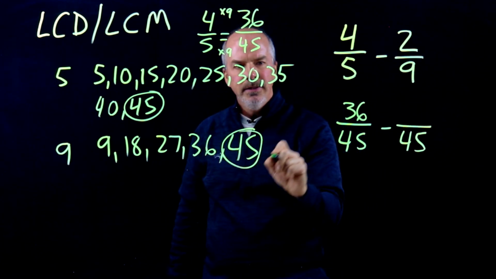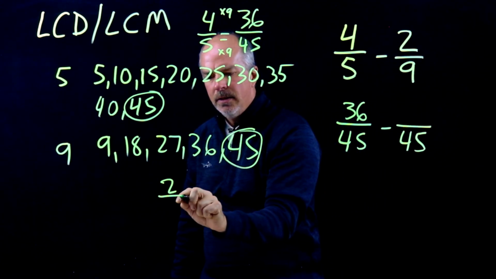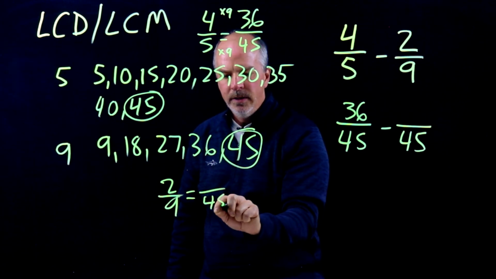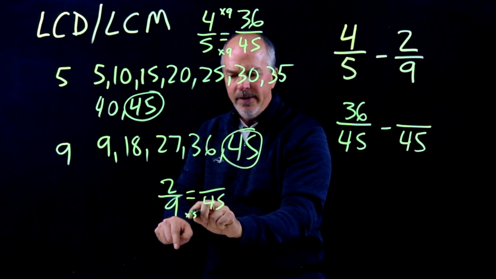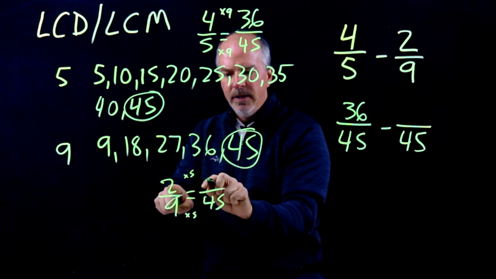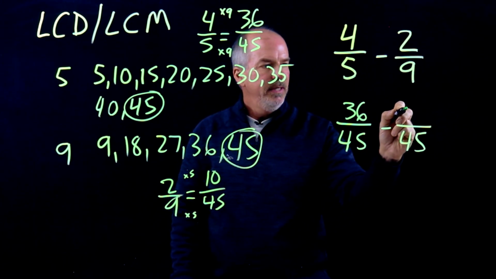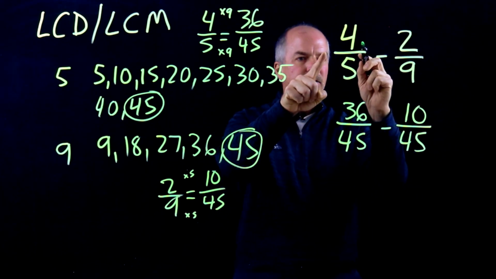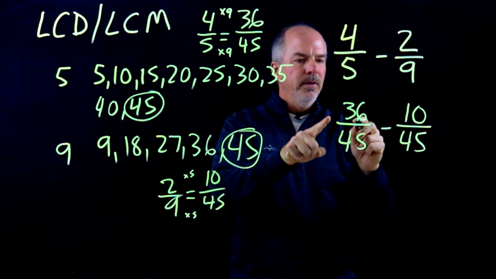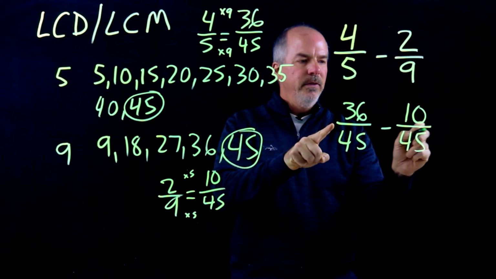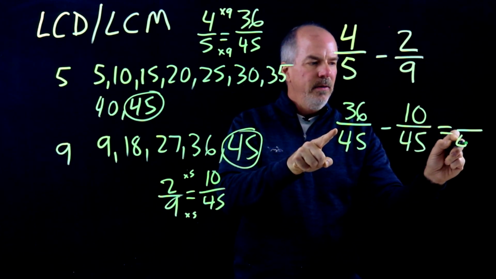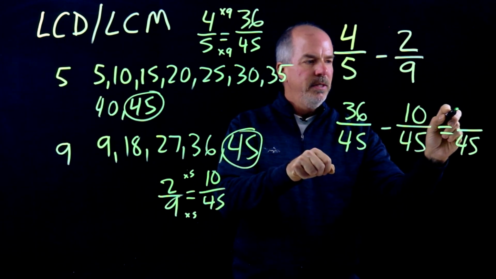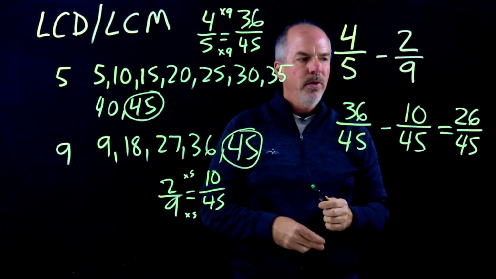Now I need to do 2/9. So 2/9 equals something over 45. 9 times 5 is 45, so 2 times 5 is 10. Okay, so that's minus 10. So my equivalent fractions for 4/5 and 2/9 are 36 over 45 and 10 over 45. So now I'll subtract, and I know my denominator will be the same. So 36 minus 10 is 26 over 45.